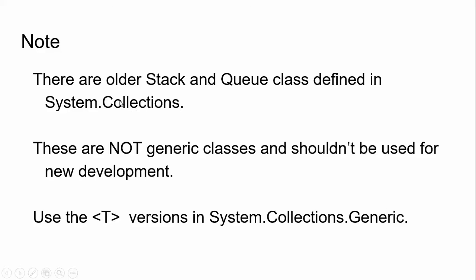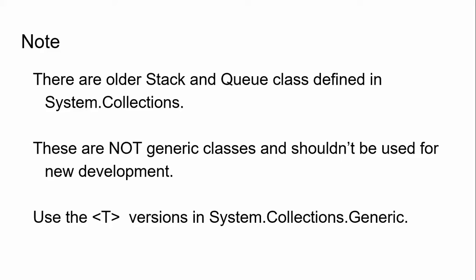Now, it's worth mentioning that there is a stack class and there is a queue class that are not generics. They are in System.Collections. The ones I talked about with the square brackets T are in System.Collections.Generic. Those are the ones you want to use, the generic ones with the template notation. The older ones are just there for legacy purposes, and they should not be used for new development according to Microsoft's own documentation.